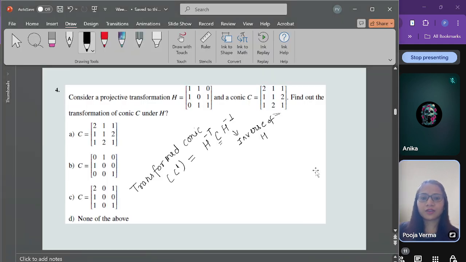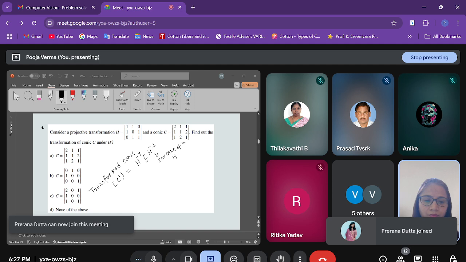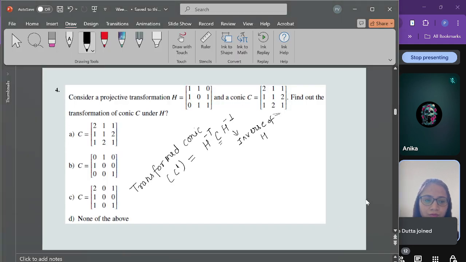Okay, so first we need to find out the inverse of H. How can we calculate the inverse of H? Any one of you? Adjoint of H divided by the determinant of H, correct. So yeah, please solve it with me. Can any one of you let me know what will be the determinant of H?